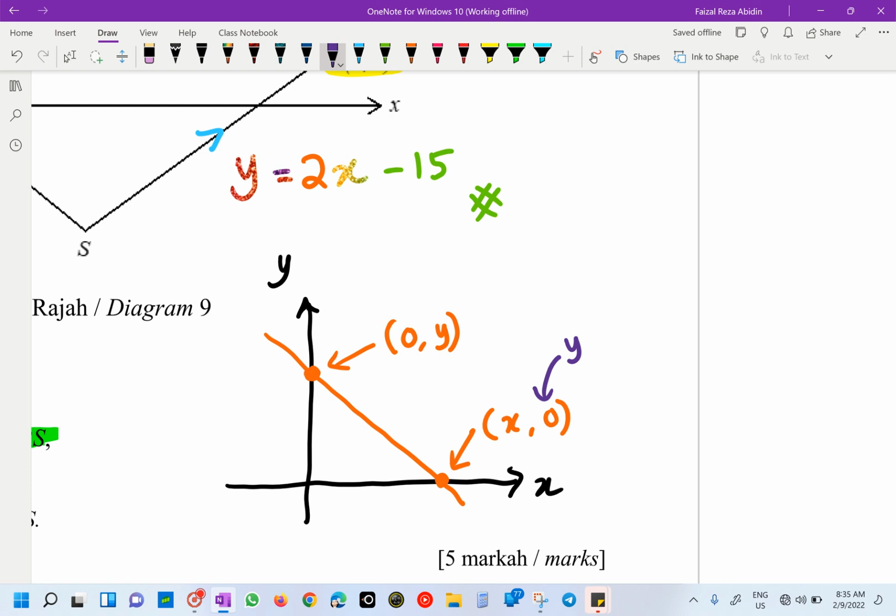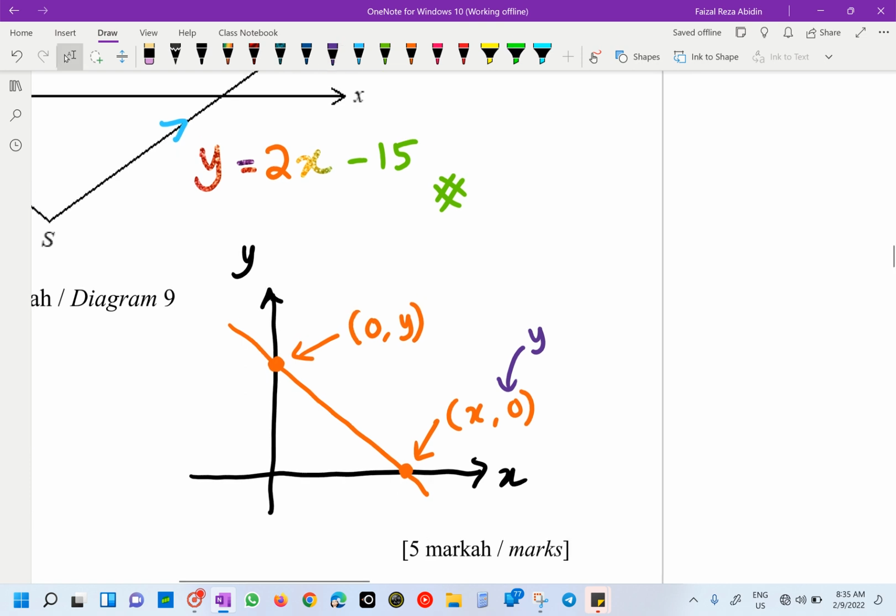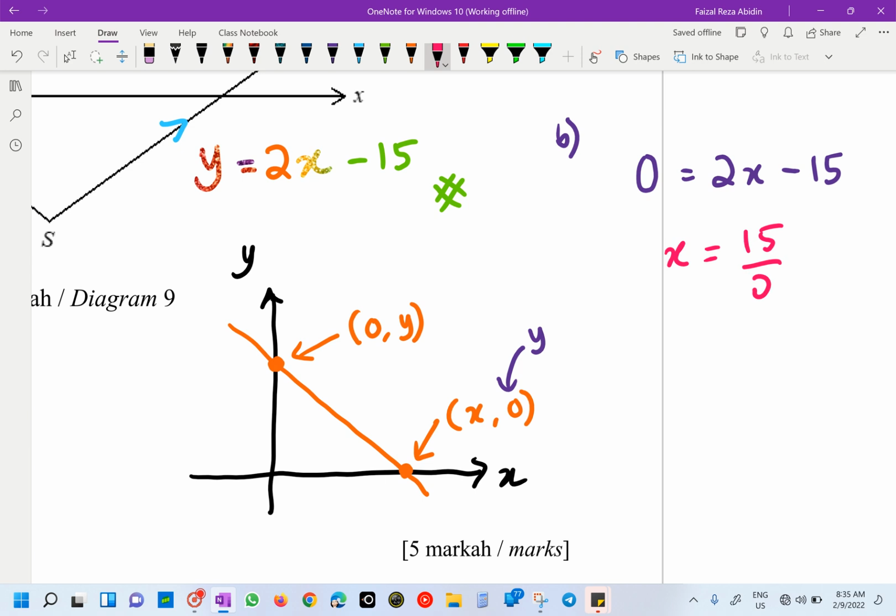We have the RS just now, y equals 2x minus 15. So y equals 0, for B, equals 2x minus 15. We want to find x, right? So bring negative 15 to the left side, you are going to get positive. So your x here is going to be 15 over 2, or 7.5. Can? That's your x-intercept.